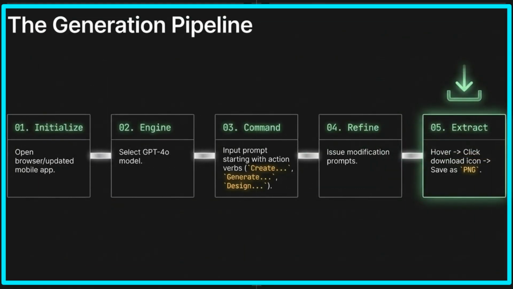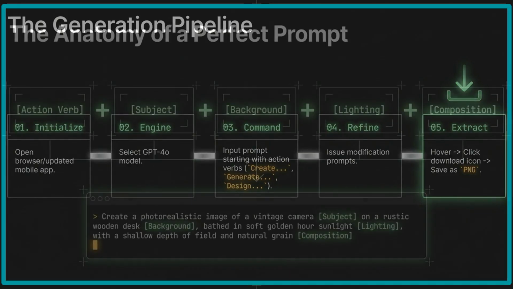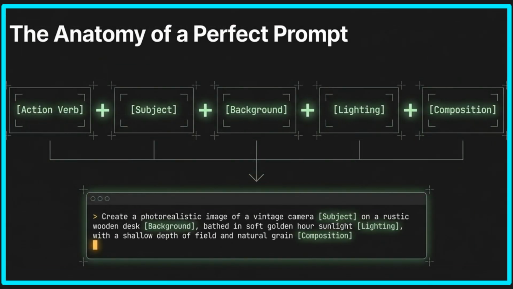The generation pipeline involves 5 steps. Initialize by opening your browser. Select the GPT-4o engine. Command with action verbs like create, refine with modification prompts, and finally, extract and save your image as a PNG.